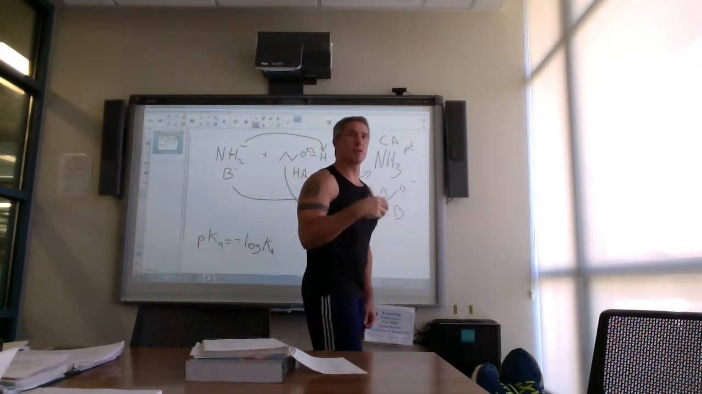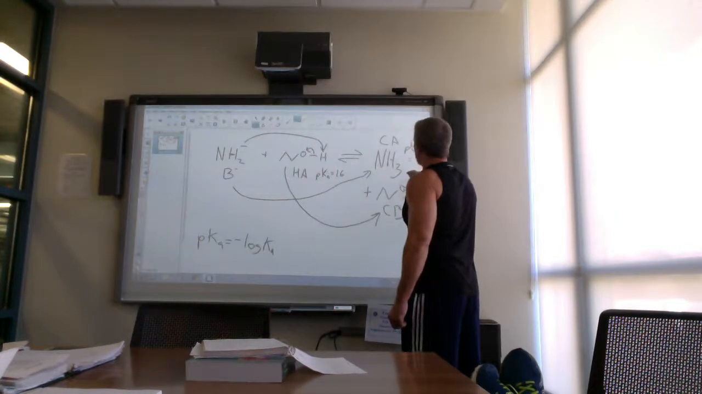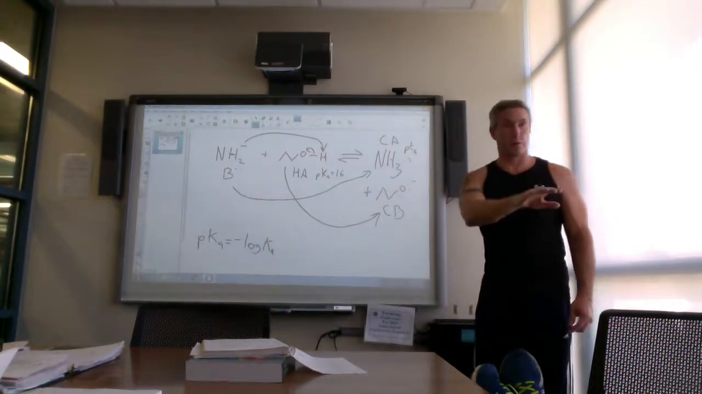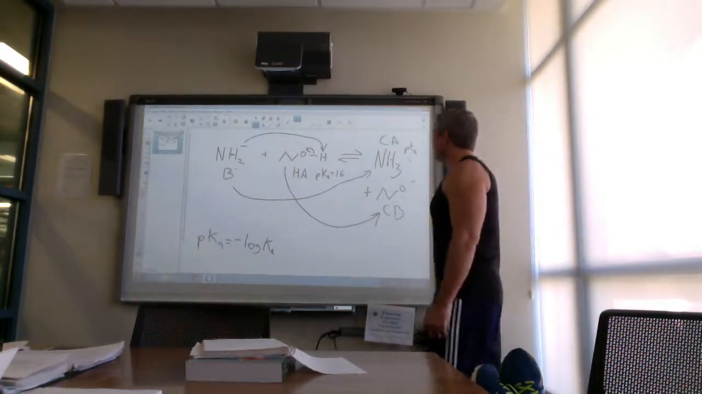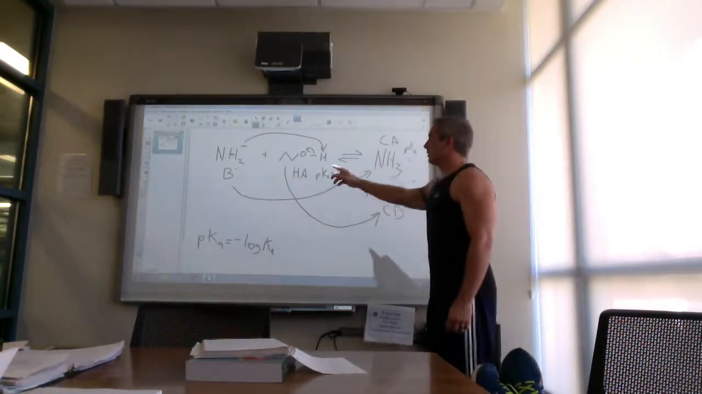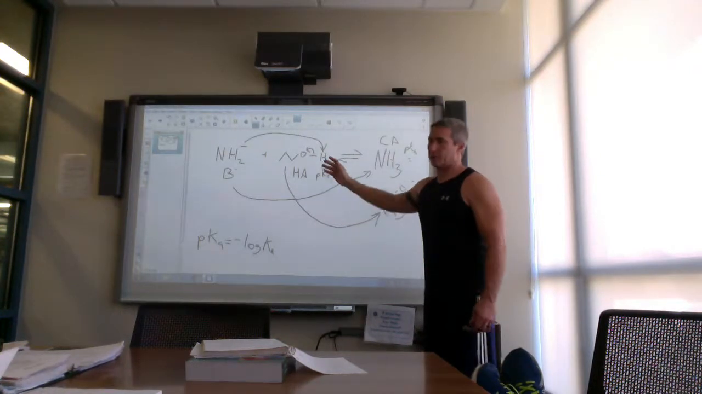Smaller the pKa, the stronger the acid. It would be inversely proportional if you said Ka. Yes, inverse for Ka. That's what the negative log does. So that would mean this has a larger Ka than this. It's a smaller pKa.